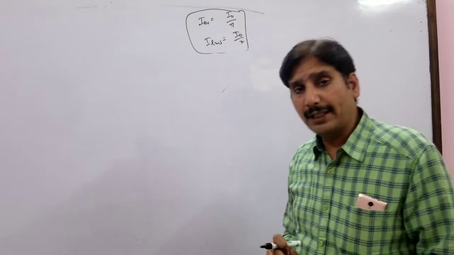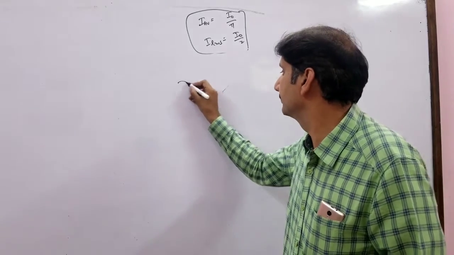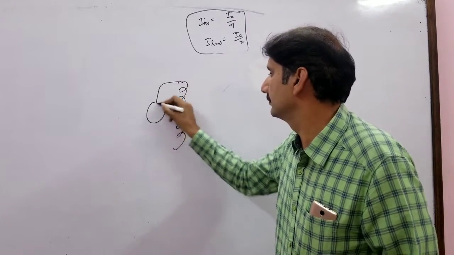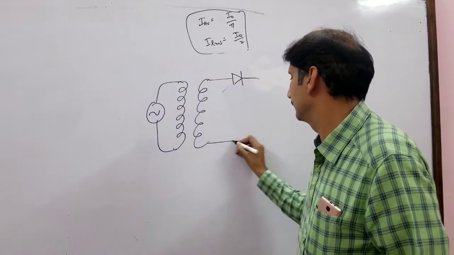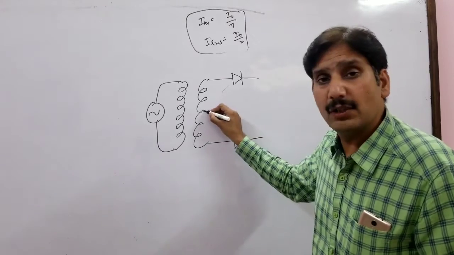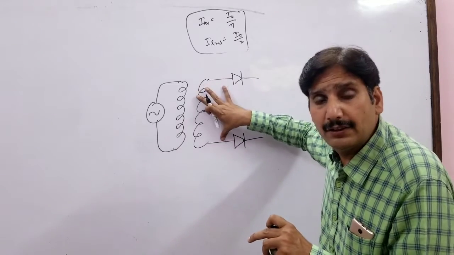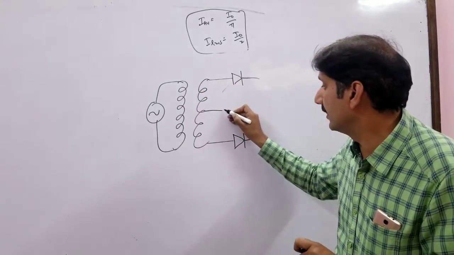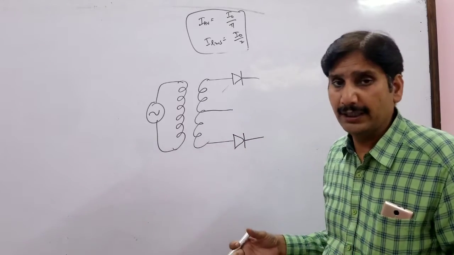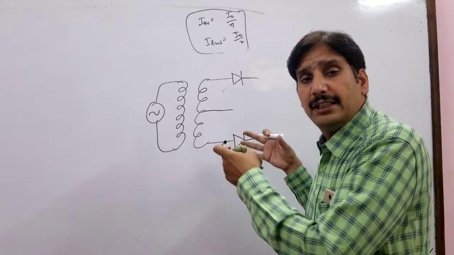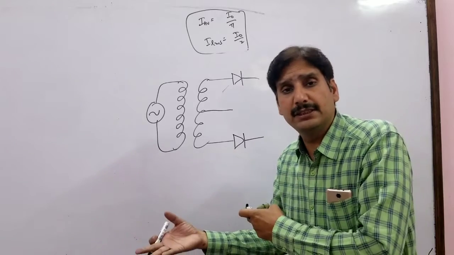Now, instead of using one diode, if I use two diodes, like this. And this is called center tapping. Right from the central point of the windings of the secondary of the transformer, a contact is provided. That kind of transformer is called center tap transformer, and a rectifier made by using this center tap transformer is called center tap type full wave rectifier.